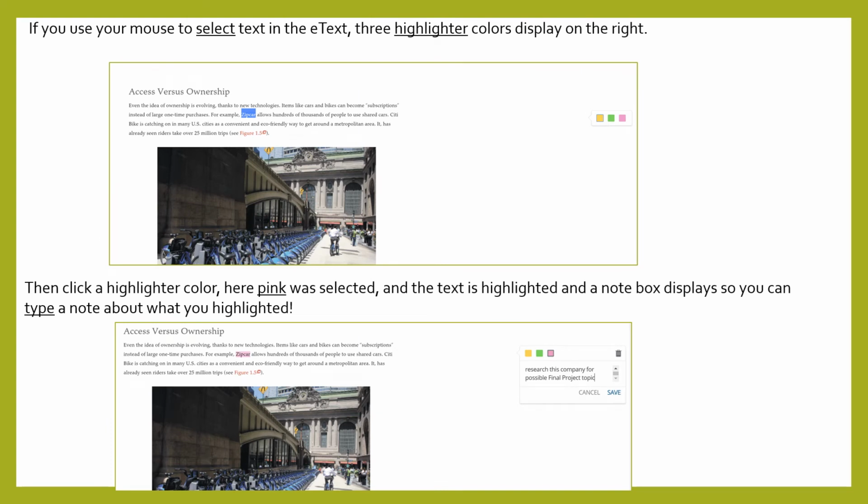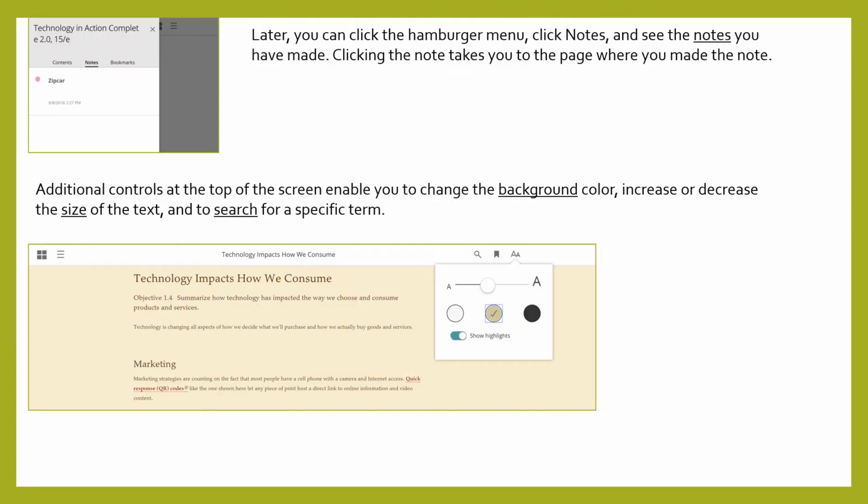If you use your mouse to select text in the e-text, three highlighter colors will display on the right. Then click a highlighter color, here pink was selected, and the text is highlighted and a note box displays so you can type a note about what you highlighted. Later, you can click the hamburger menu, click Notes, and see the notes you have made. Clicking the note takes you to the page where you made the note. Additional controls at the top of the screen enable you to change the background color, increase or decrease the size of the text, and to search for a specific term.